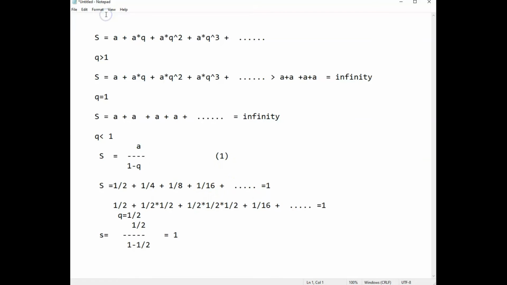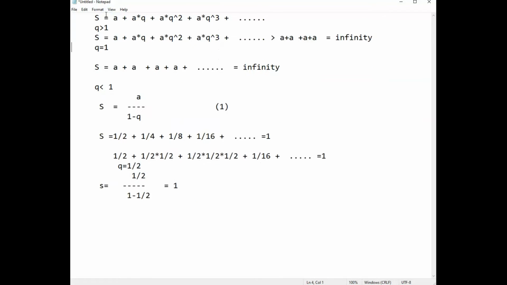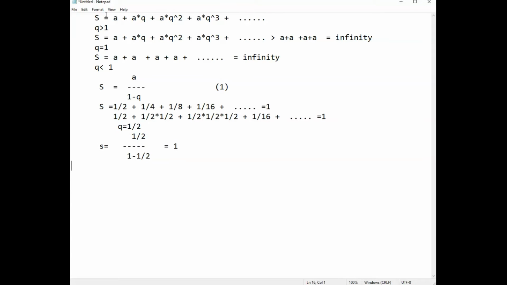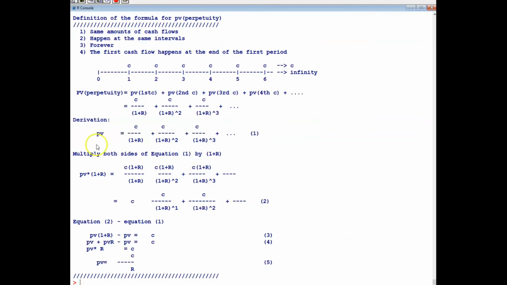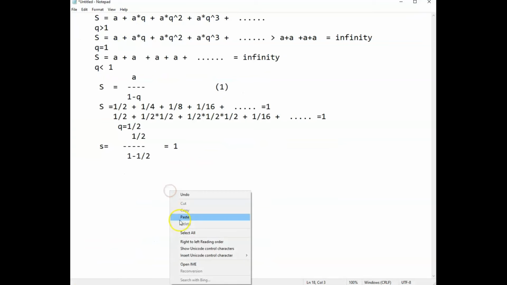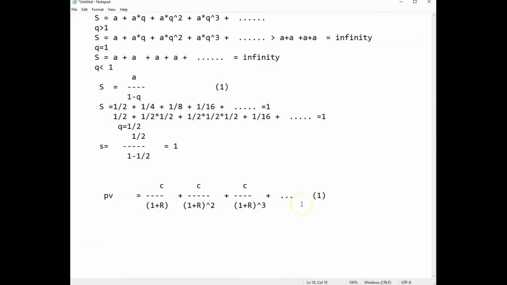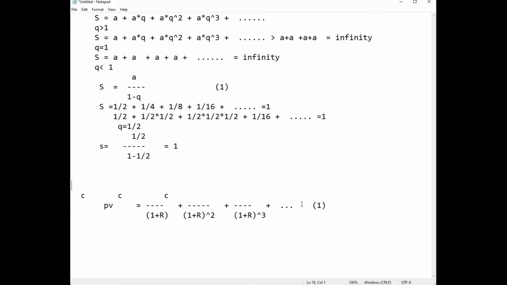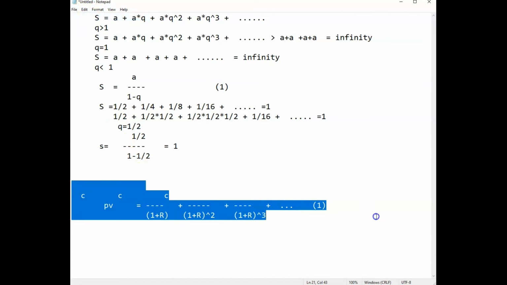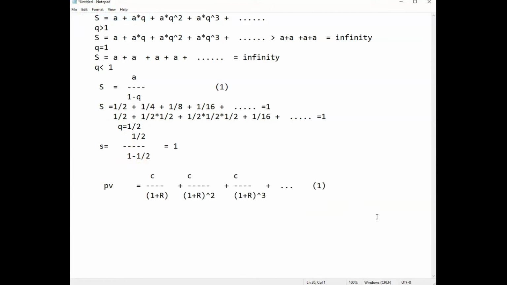Okay, so let's look at this. I'm going to make it small, more space. I'm going to copy the formula for the present value of perpetuity. So this is our formula, right? And this is our equation, so let's call it equation number 2.